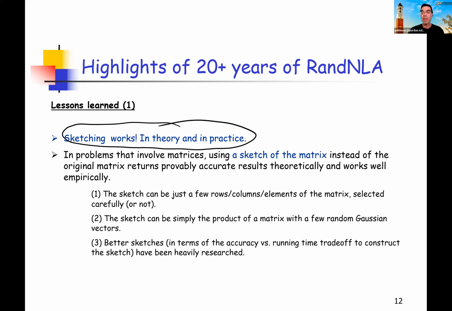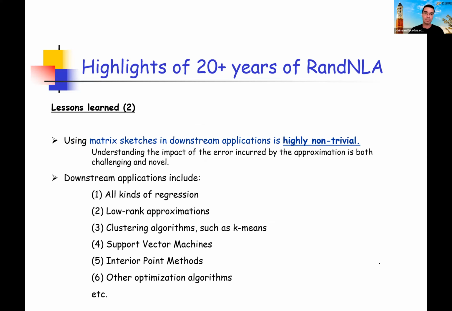So in problems that involve matrices, using a sketch instead of the original matrix returns good results empirically very often, and provably accurate results. Again, that's a little bit more challenging, perhaps, depending on the particular application. The sketch can be rows, columns, elements. It can be random Gaussian matrices. You can read David Woodruff's monograph on sketching in numerical linear algebra to see a lot of details. It's still an active area. We still come up with better upper and lower bounds for sketching for specific applications.